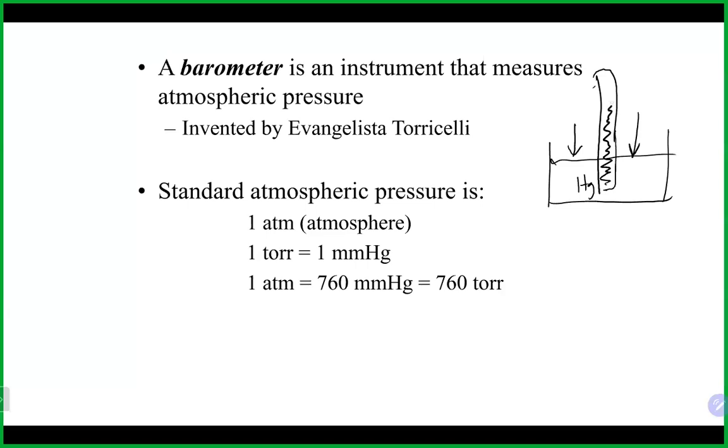Mercury is one of those weird elements that actually has an inverse meniscus. It goes upwards instead of down, and you would read the top of the meniscus for something like mercury, which is an unusual property. Now, some of the units you should be familiar with: 1 atmosphere. An atm is a unit of pressure. We also have two other very common units of pressure, which are the torr and the mmHg. mmHg is millimeters of mercury.